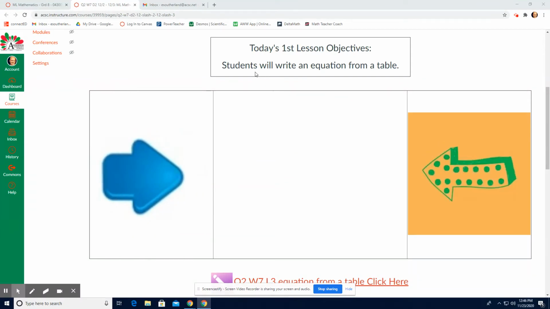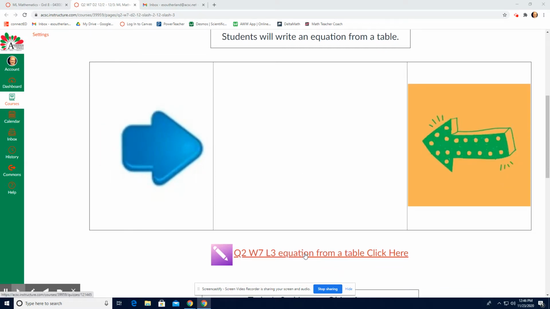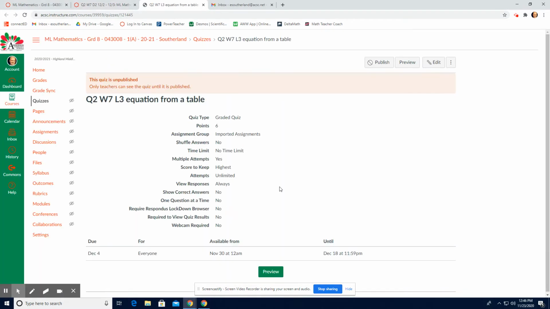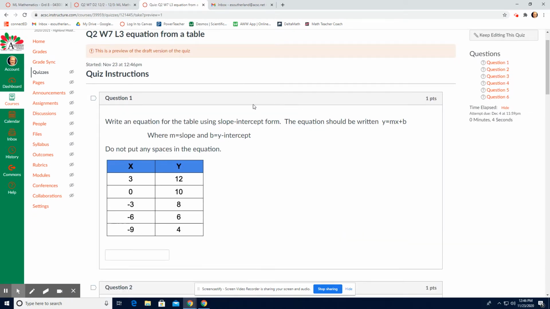Today's assignment will be students will write an equation from a table. You should have done this already in the past. You'll click right here on this link. Yours will say start or something like that. I'm going to preview it so we can see what it looks like.